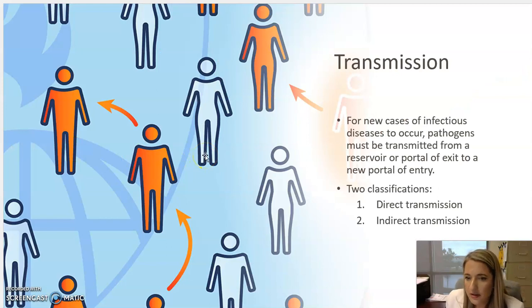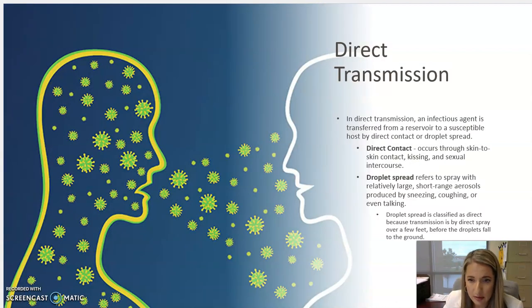So there are different classifications for transmission, but again, we're talking about microorganisms getting passed from one person's portal of exit into another person's portal of entry. And this can happen through two routes, direct transmission and indirect transmission. So we're going to spend some time talking about direct and indirect.